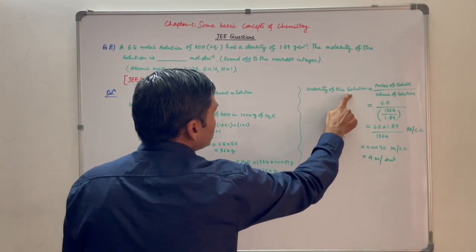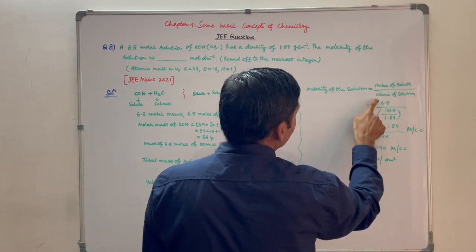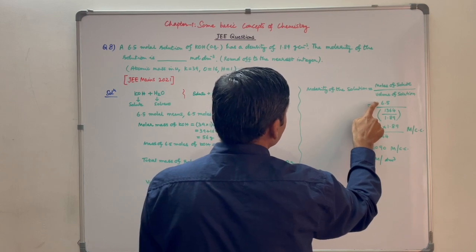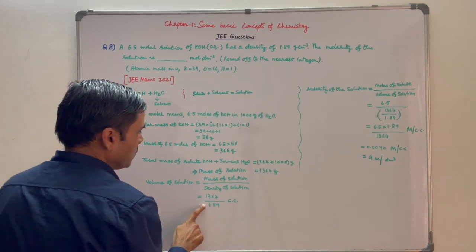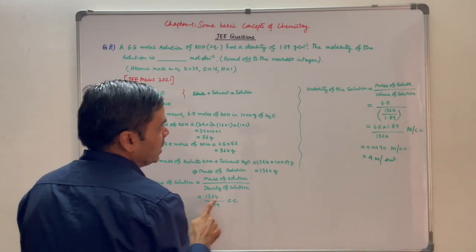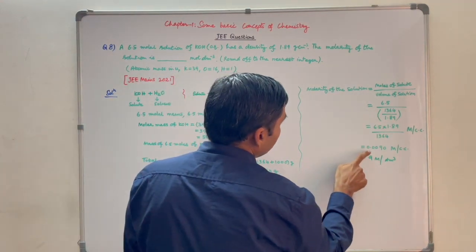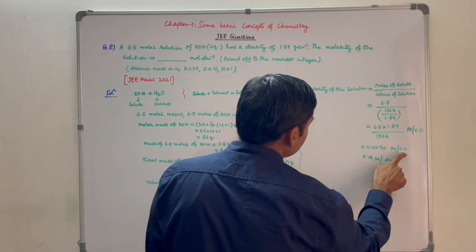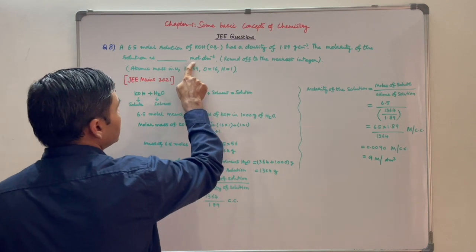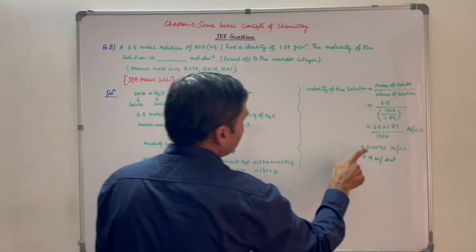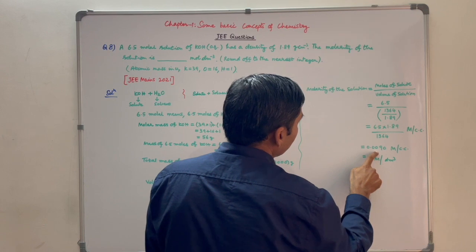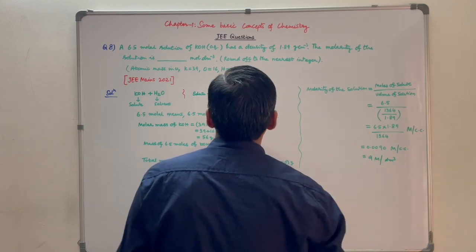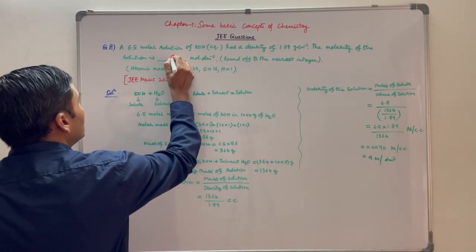So molarity of the solution will be given by moles of solute upon volume of solution. Moles of solute we already know, 6.5 moles of KOH, upon volume of the solution we have just figured out, 1364 upon 1.89. So it will come out to be 0.0090 moles per centimeter cube, and we have to write the answer in mole per decimeter cube. Means we have to multiply this by 10 to power 3. So it will come out to be 9 moles per decimeter cube. So our answer will be 9 moles per decimeter cube.